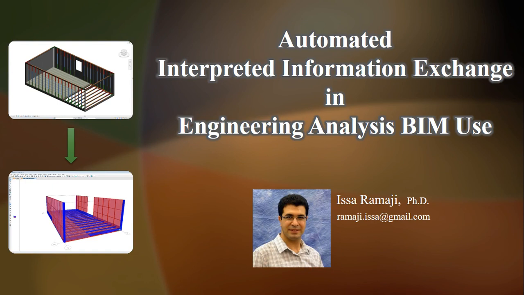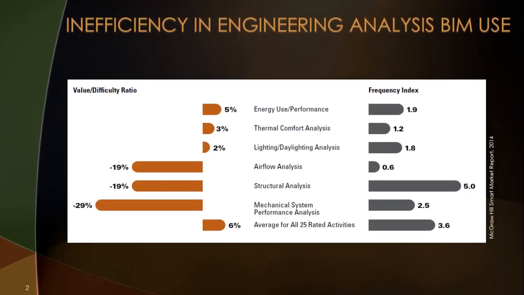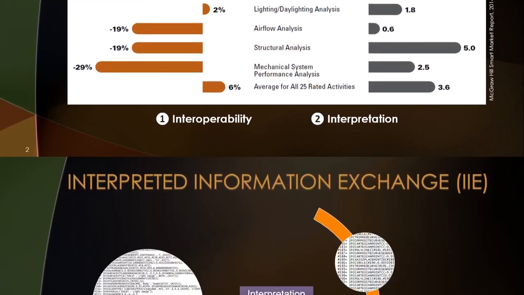My research was on automating transformation of building information models to engineering analysis models. Based on the research done by McGraw-Hill, the value over difficulty ratio is low in engineering BIM uses, especially in structural and energy analysis use. I found two main reasons for this problem: one, interoperability issues, and two, interpretation that is required after a BIM model is imported into an analytical tool.